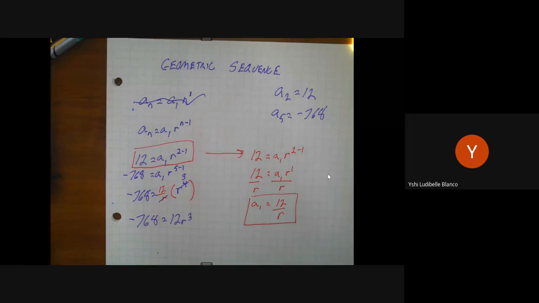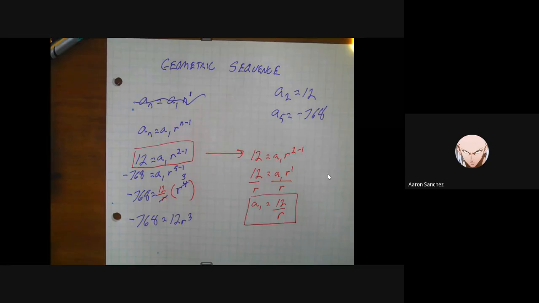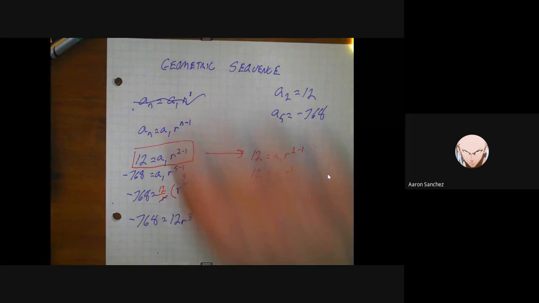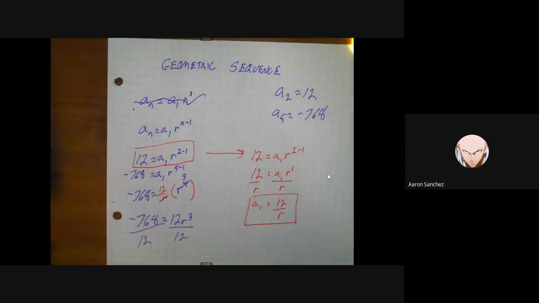4. Negative 4. Oh, yeah, because it's going to be negative. So anyway, 768 divided by 12. I think it's 64. This is negative 64 equals r cubed, cube root. Any questions on how we got r equals negative 4?